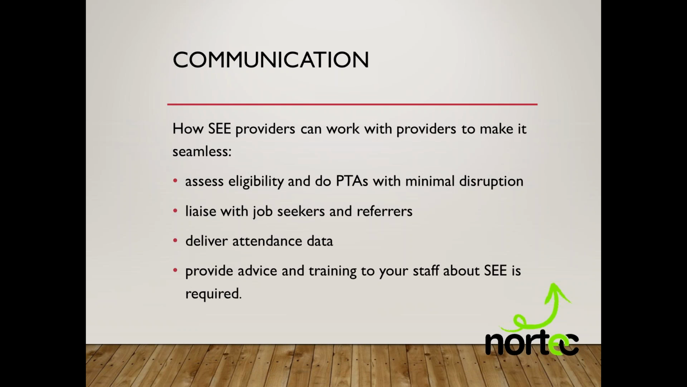So I guess just to recap all of that, so how seeker providers can work with referring agencies to make it seamless. We assess the eligibility and do the PTAs with minimal disruption. So it's a collaborative process where everybody's included from the start. So there is that expectation that we're both working towards maintaining attendance and compliance. There's no playing one off the other.